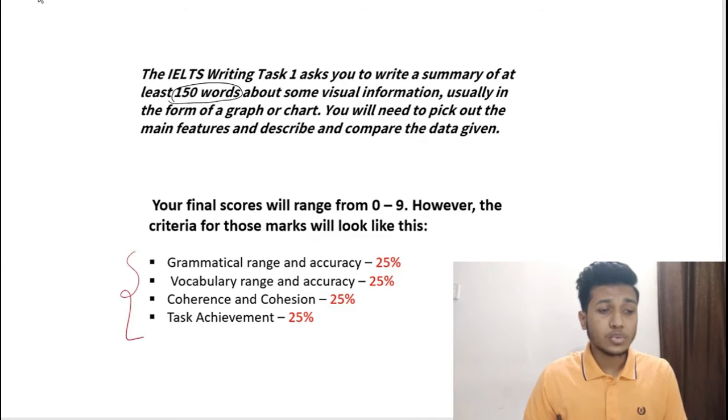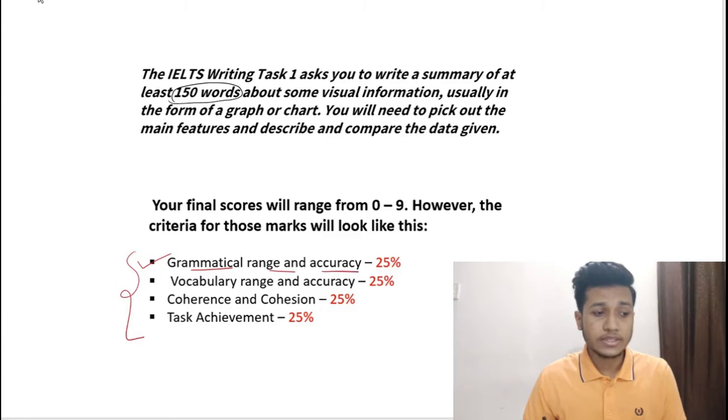This IELTS writing task 1 essay will be marked according to 4 criteria. The first one is grammatical range and accuracy, vocabulary range and accuracy, coherence and cohesion, and task achievement. All of this comprises 25%.